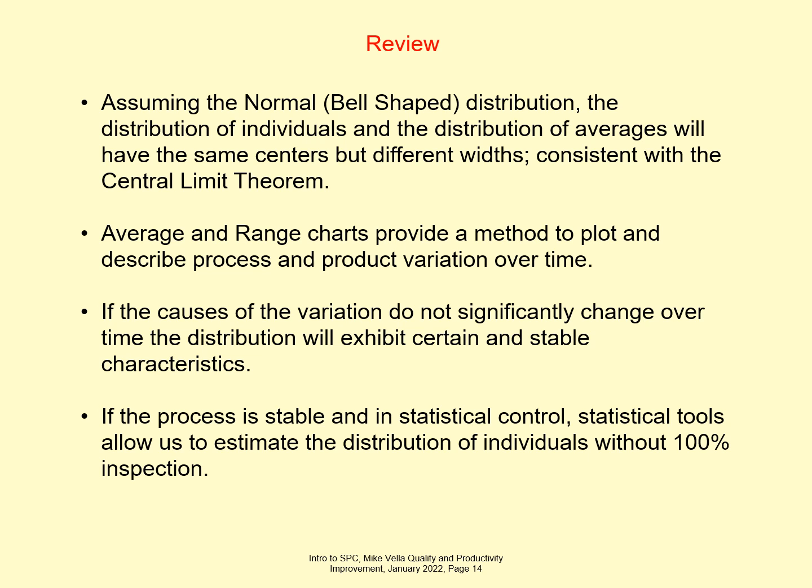The average and range chart, just as we've seen a few minutes ago, provide a method to plot and describe that process and product variation over time. We also know if the causes of the variation do not significantly change, that is, if the process has not changed, over time that distribution will exhibit certain and stable characteristics. On the other hand, if it does change, we'll be able to see that special cause and take action. If that process is stable, those statistical calculations allow us to estimate the distribution of individuals without 100% inspection.